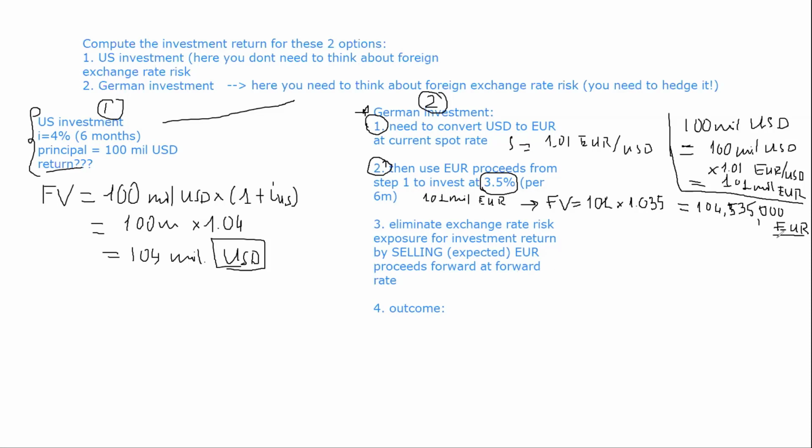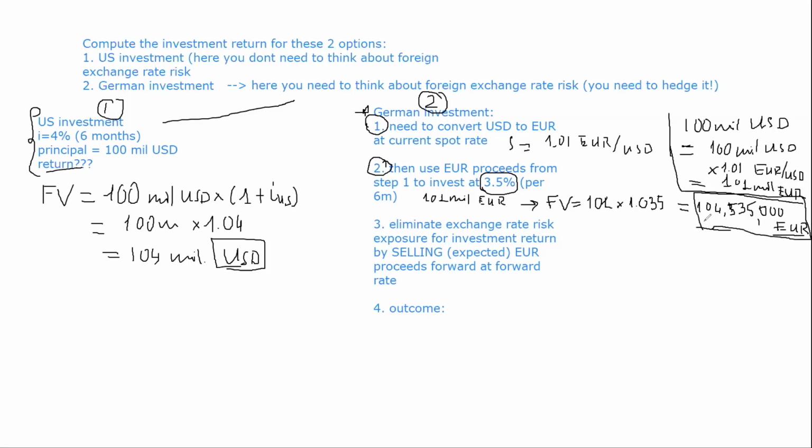So I know that I'm going to earn a euro amount after 6 months, but because I'm a US investor, I'm going to have to convert this back into the USD eventually. Now, we also don't want to bear any foreign exchange rate risk, yeah? So at the current time, instead of having to wait until 6 months and exchange the euro back into the USD at the future spot rate, what I can do is enter into a forward contract for the amount of 104.535 million euro, okay.